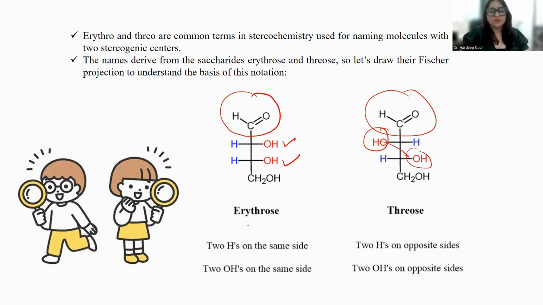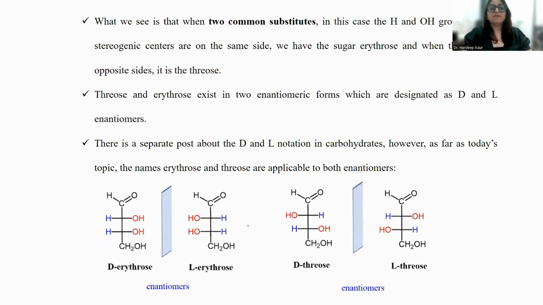So that's why they are erythro and threo. When we see the two common substituents, whether it's H or OH, on the stereogenic center on the same side or like this, then we get to know what is threo and erythro. Both threo and erythro exist in two enantiomeric forms, which can be designated by D and L.